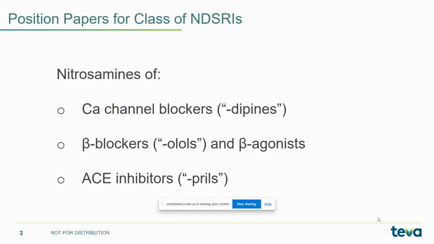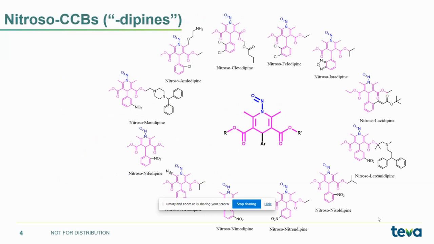The position papers that were put together were for three different classes that were already mentioned by Andy. These consist of the calcium channel blockers, commonly known as the dipines, the beta blockers and beta agonists, the OLOs, and the ACE inhibitors, which are known as the PRILs. So we'll start with the dipines.